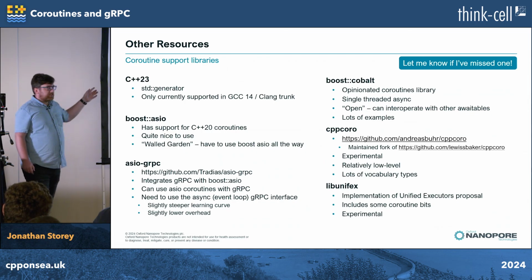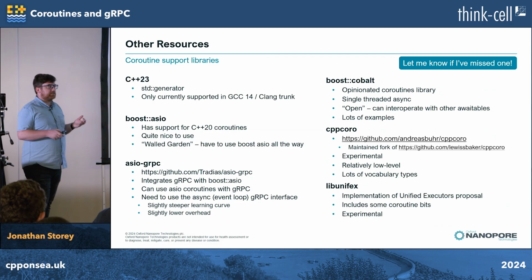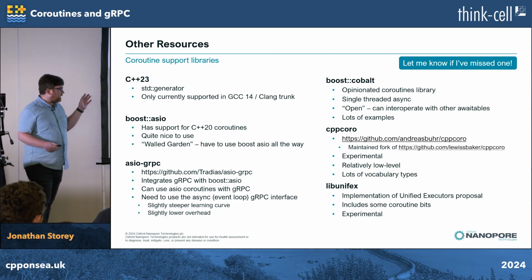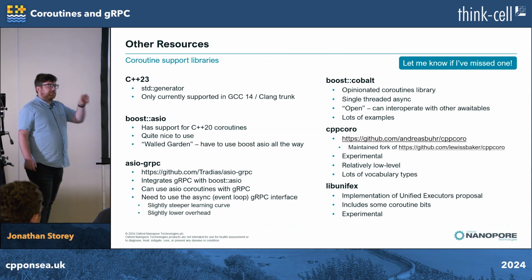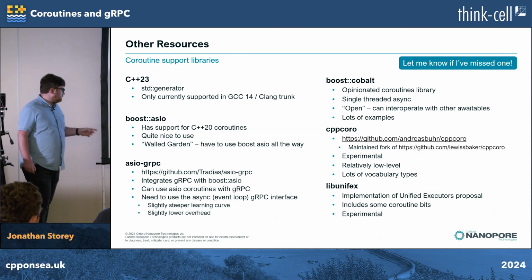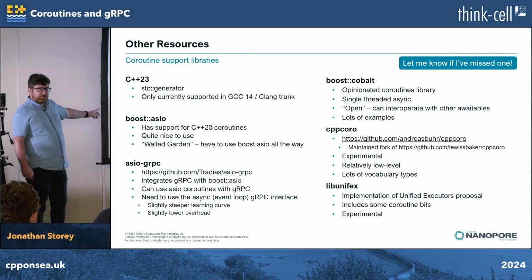There's Boost.Asio, which I've mentioned a couple of times. It's got support for C++20 coroutines. It's quite nice to use. You can do async reads, async writes. You can do timers, all that kind of stuff. But it's a walled garden. You have to use Boost.Asio all the way. You can't take your own coroutine code and await it in a Boost.Asio coroutine. There's Asio gRPC, which we're looking into, which integrates gRPC with Boost.Asio.